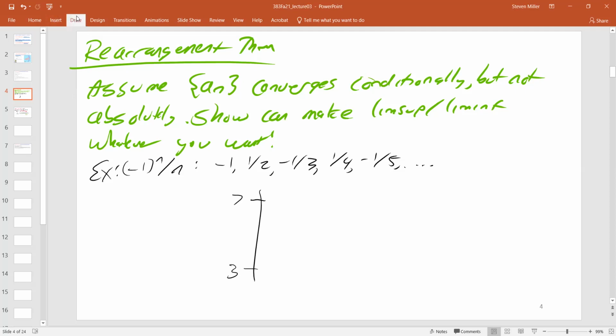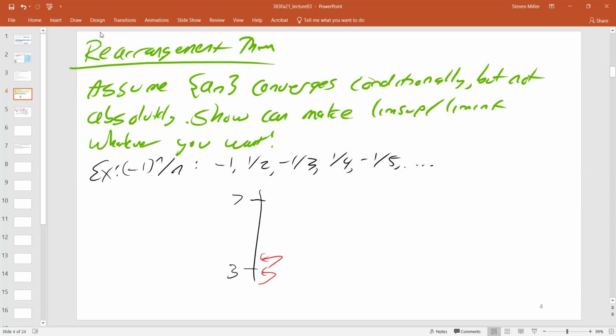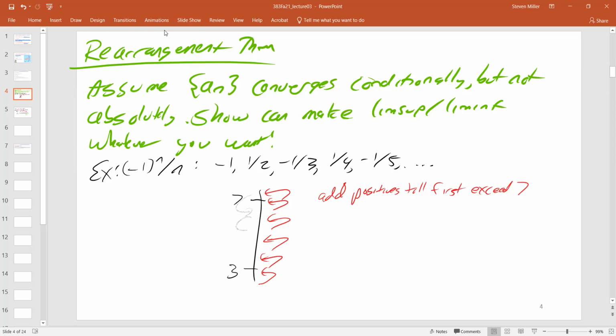And the way it works is we keep adding terms from the positives until we first exceed 7. So add positives till we first exceed 7. Now what do we do? Yep, and then add negatives until we get just below 3.